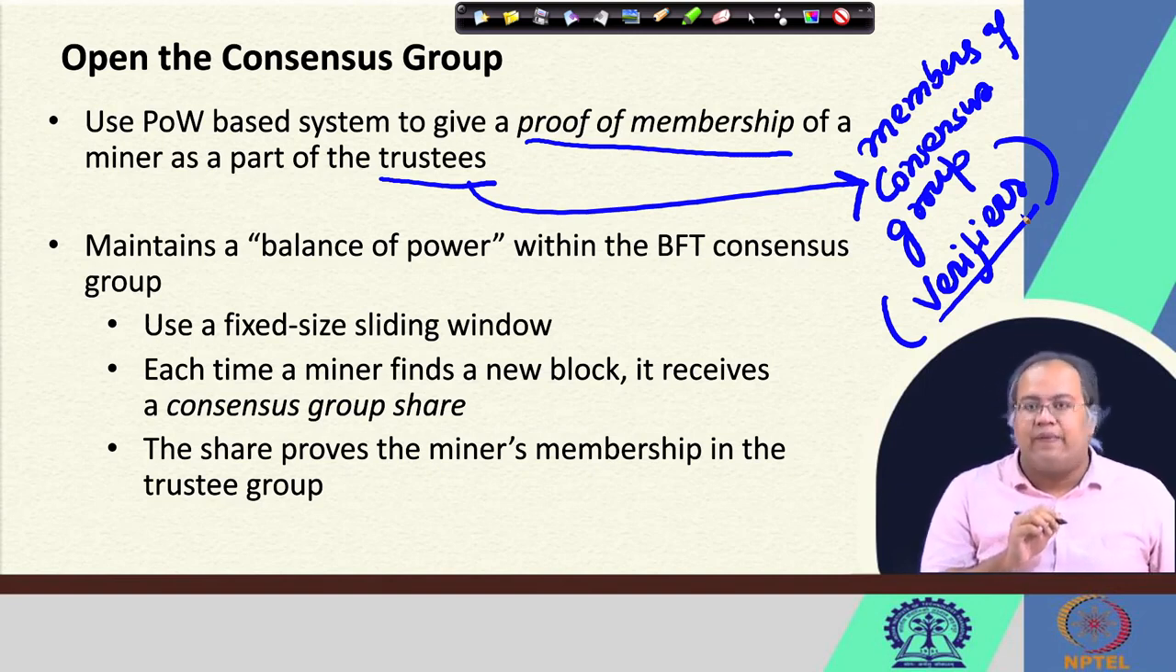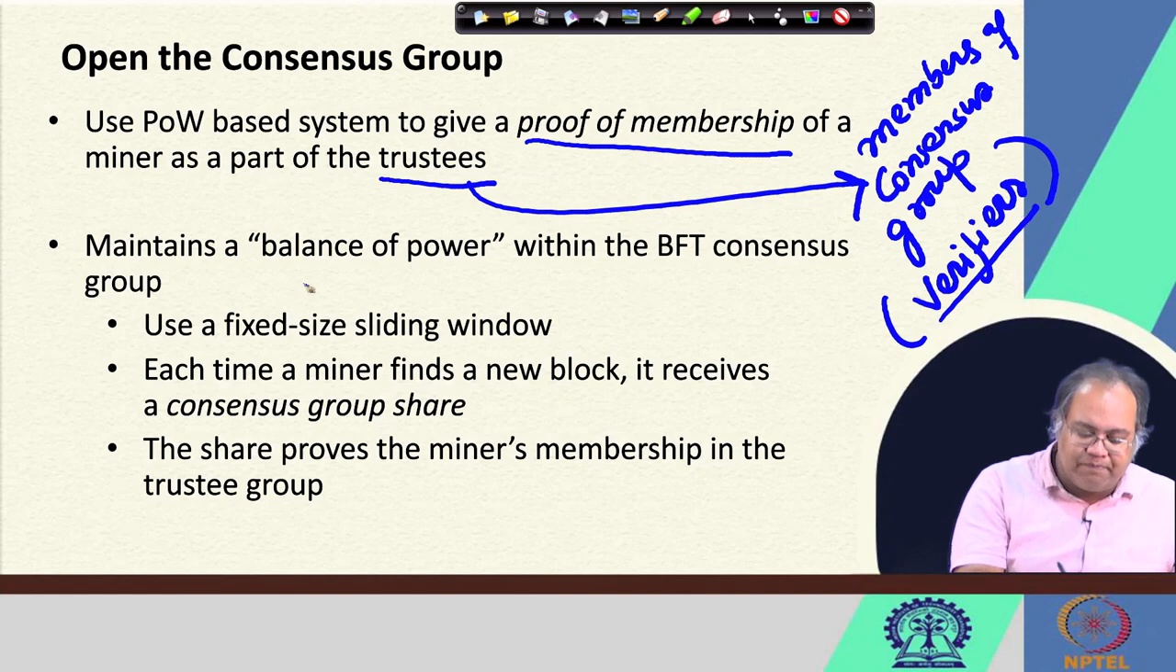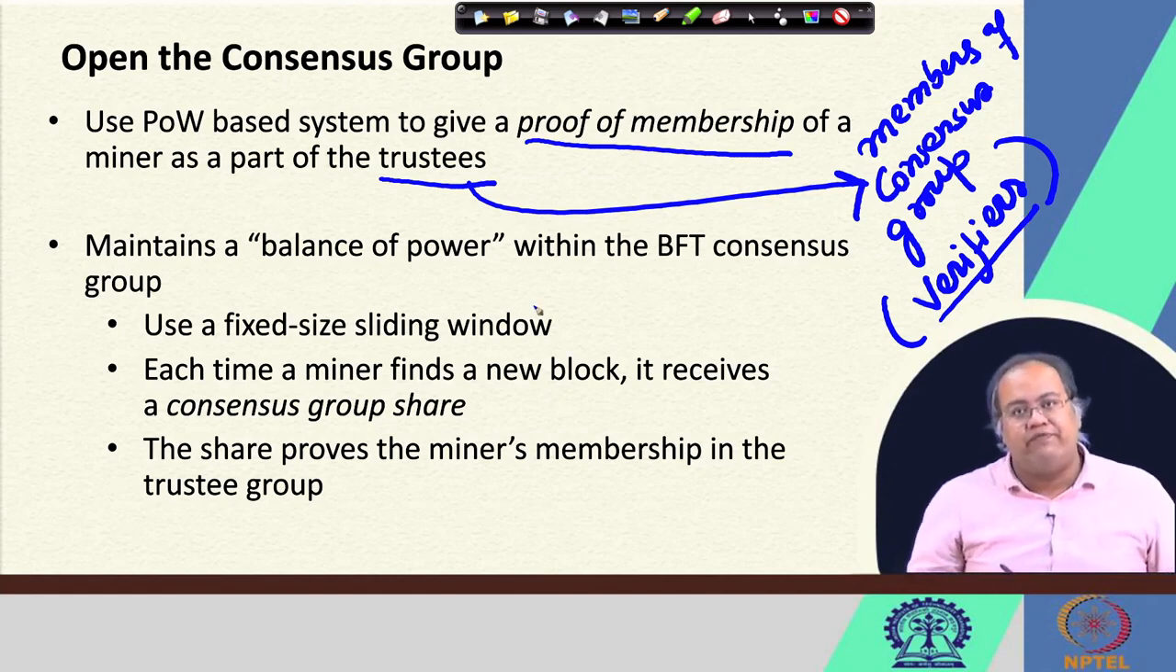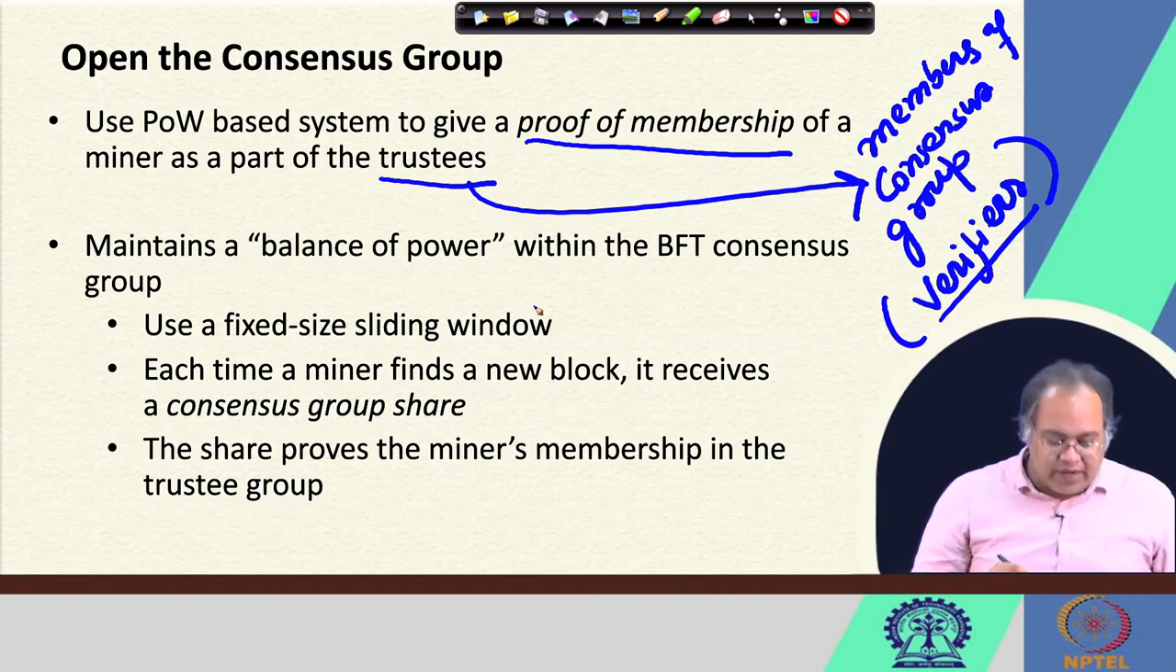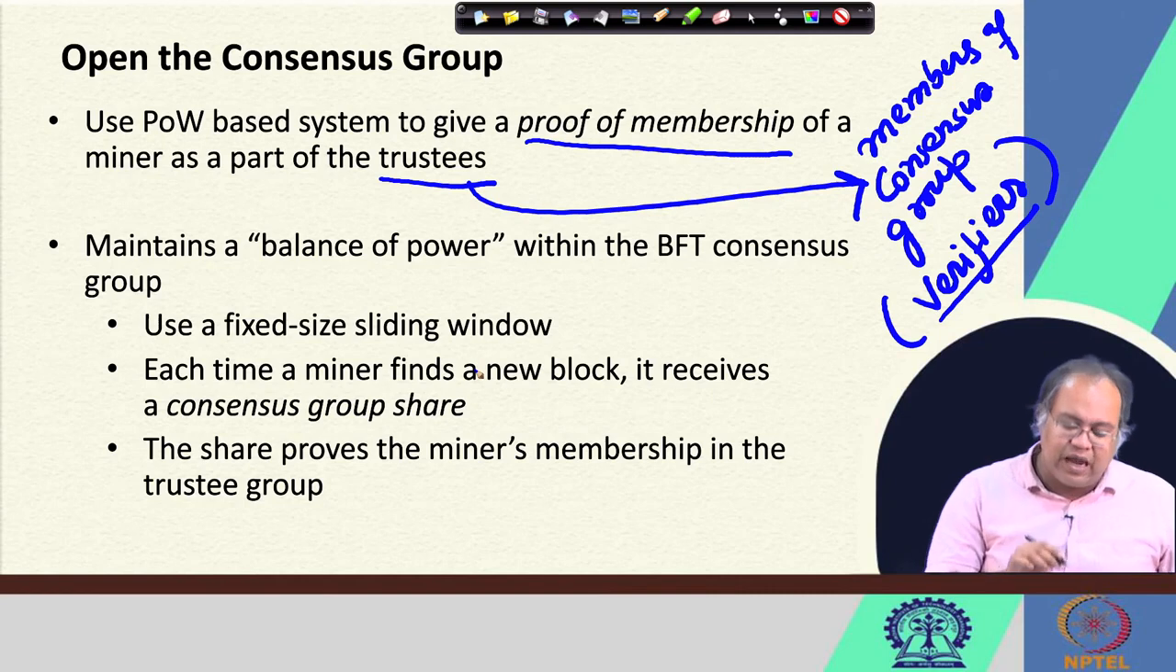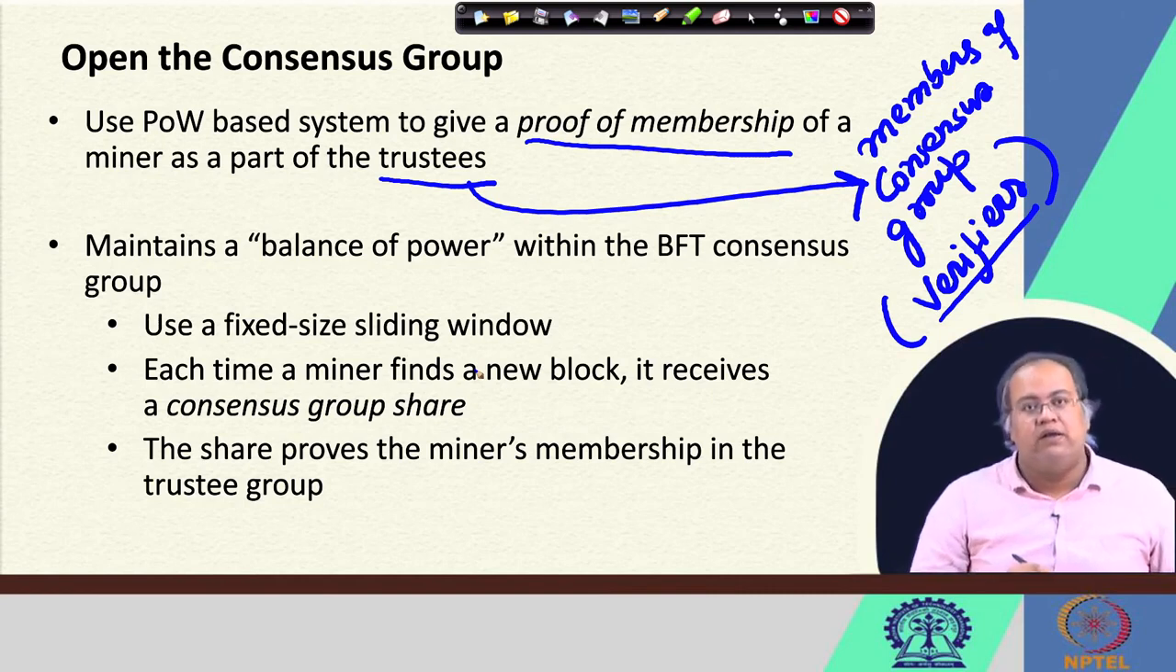Well, and to maintain a kind of balance of power within the BFT consensus group, we are going to use a fixed size sliding window. Now, each time a miner finds a new block, it receives a consensus group share.